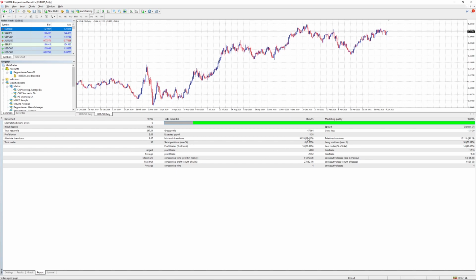The expected payoff will be based on the total net profit divided by the number of trades. In this case, if we divide 347 by 30, this will bring an expected payoff per trade. Basically, for every trade that I take, you will expect to have a payoff of $11.